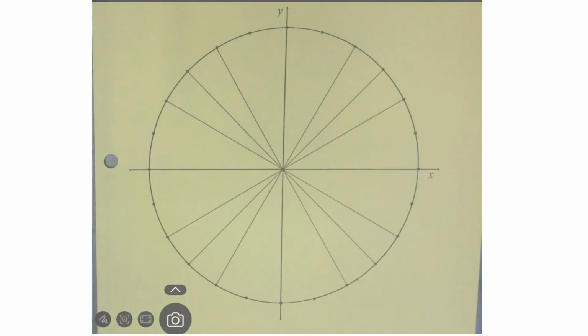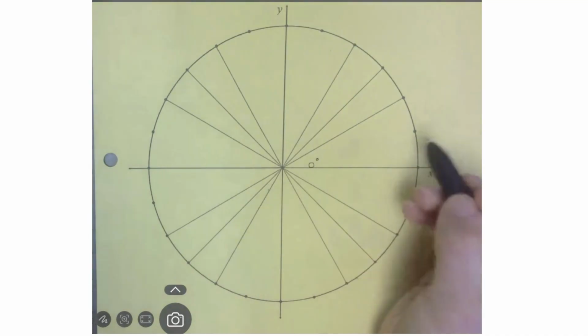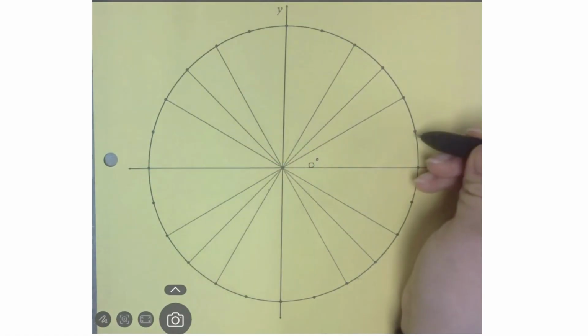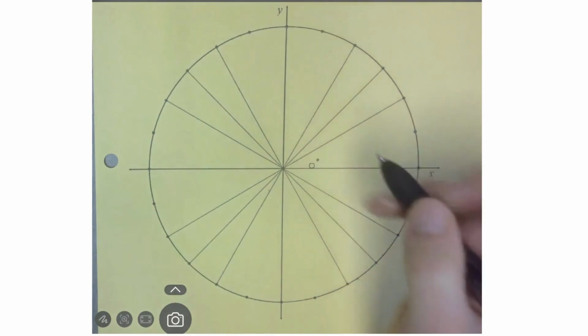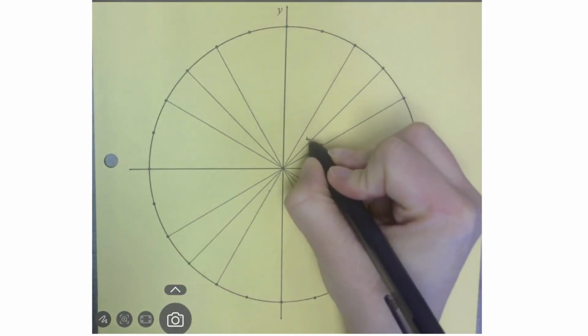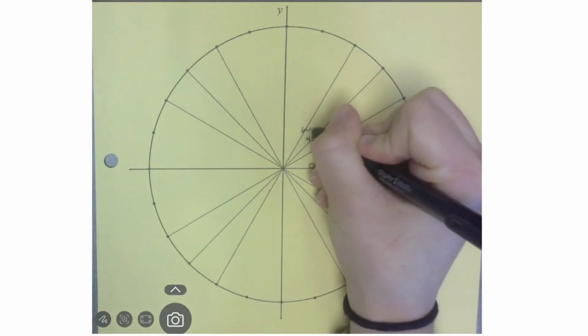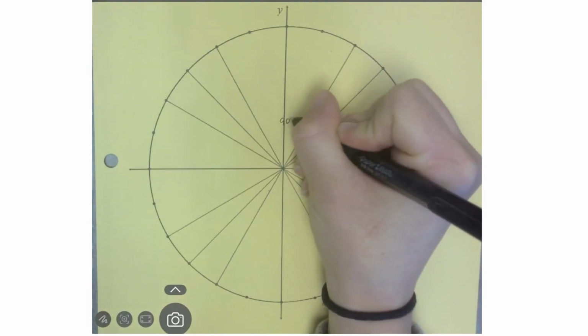To start, we're going to start labeling the different degree measures around the unit circle. So I'm going to start at standard position. This right here is 0 degrees. Each one of these dots represents a 15-degree increment. So this is 15 degrees. I'm going to skip this because there's no line drawn there. And I'm going to start with this one right here. This is 30 degrees. Plus 15 degrees is 45 degrees. Plus 15 degrees is 60 degrees. And we have 2 15s, so this brings us to 90 degrees.